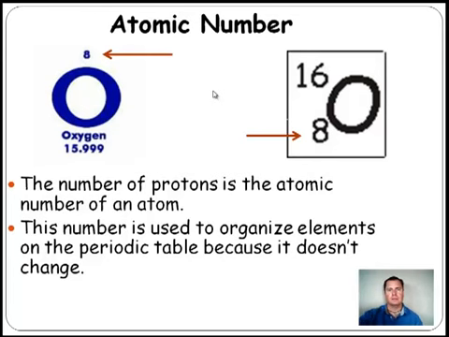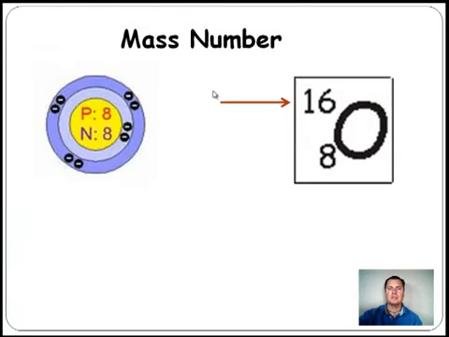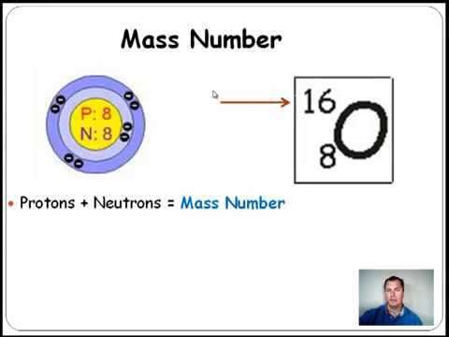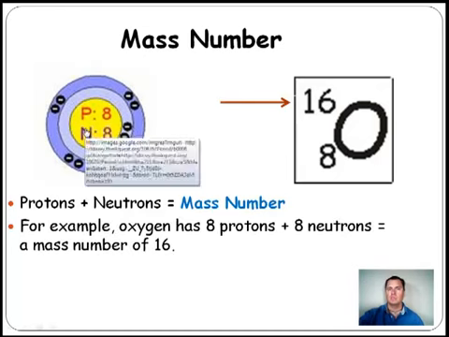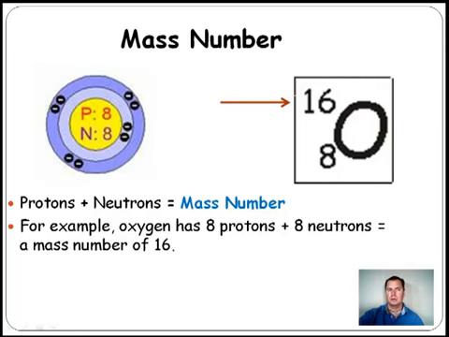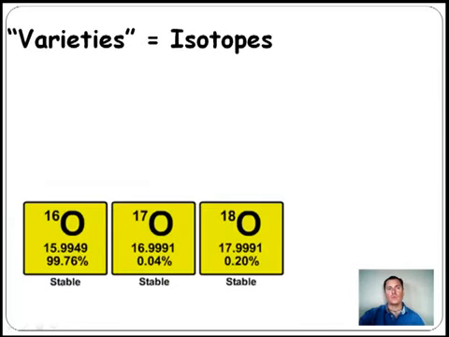Okay, the second thing we talked about last time is mass number. Mass number refers to the number of protons and neutrons in an atom. For example here, which we did last time, oxygen has 8 protons and 8 neutrons. So we add those together and it has a mass number of 16. So this isotope would be oxygen-16. We can think of isotopes simply as varieties.